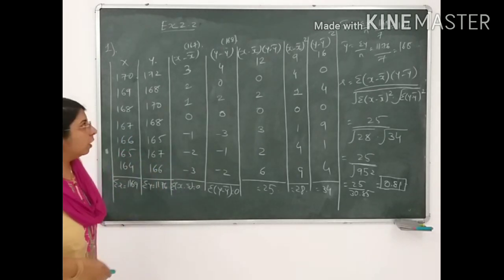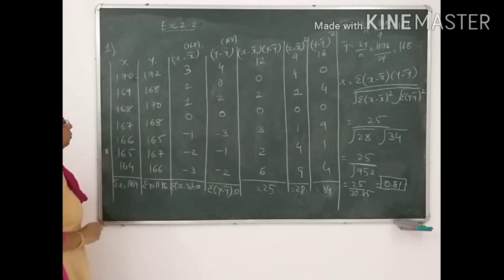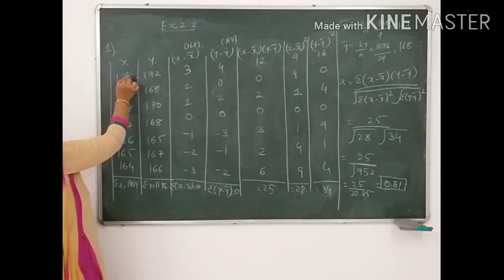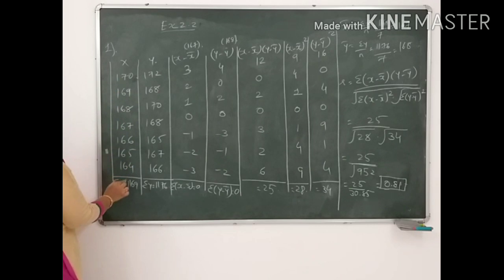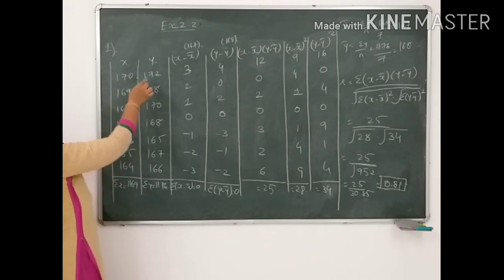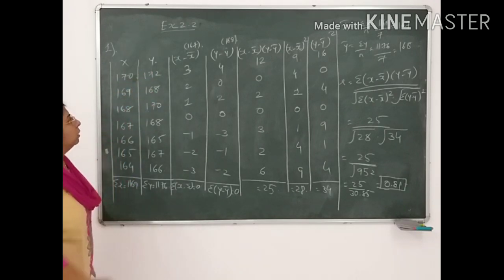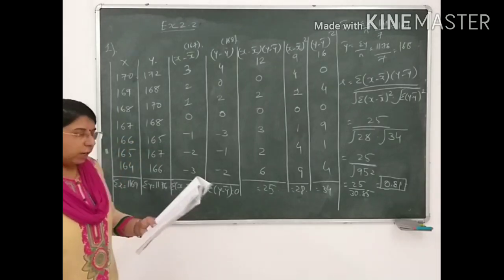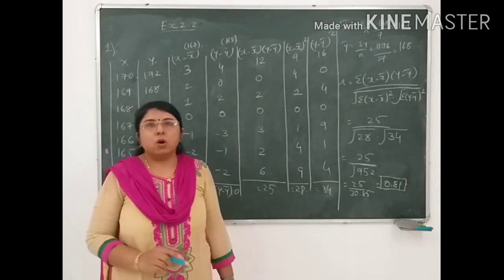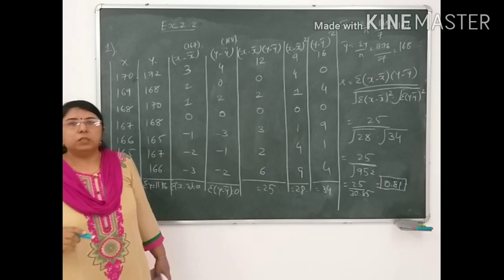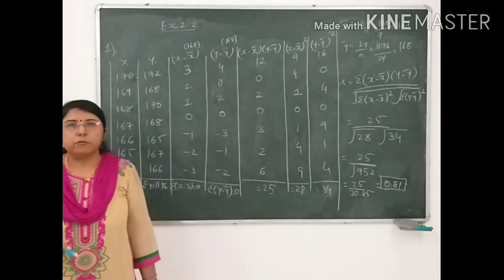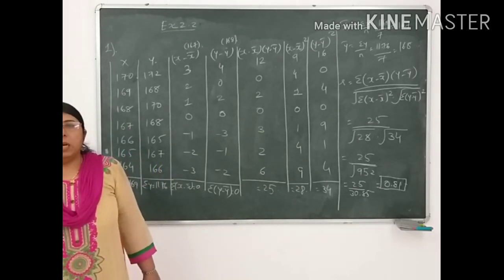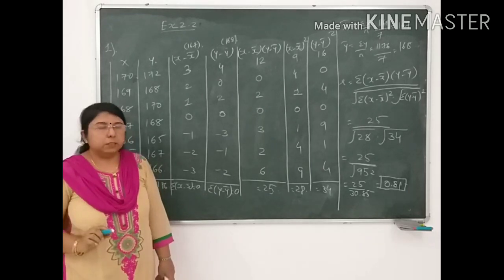It means the height of father and the height of son is given to you. The height of father, in centimeter, is given as x, and the height of son, that is y, is given in the second column. Now you have to find the correlation coefficient. It is not asked to interpret. If it is given in the question to interpret the correlation coefficient, then you have to write one line in the conclusion as interpretation.